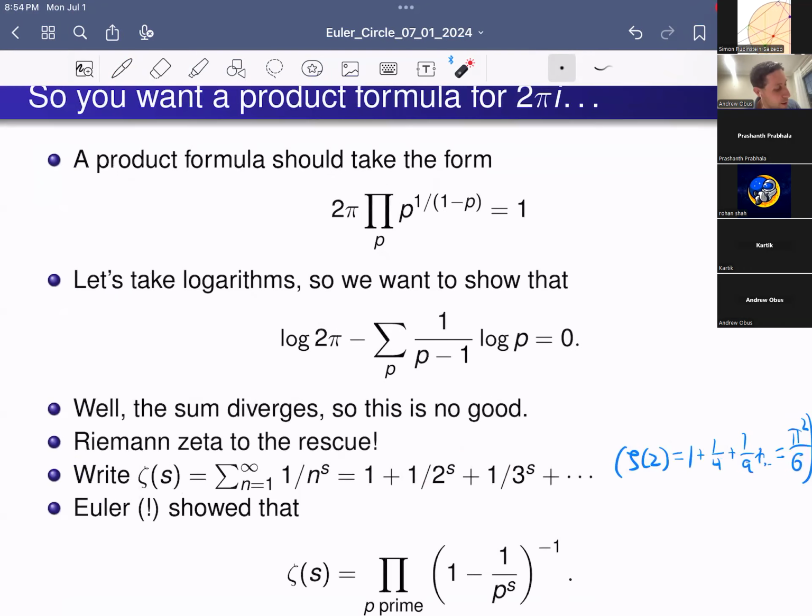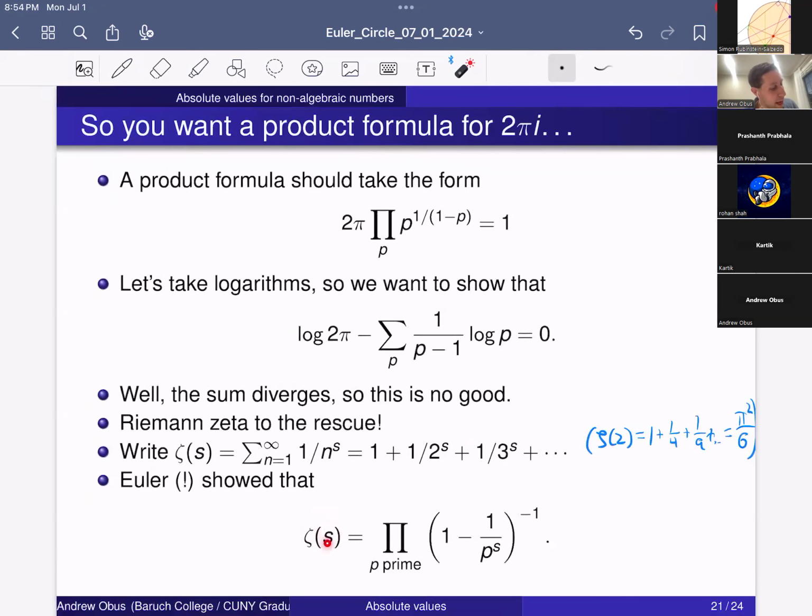He showed that you can actually write this zeta function as a product over all prime numbers of 1 minus 1 over p to the s, to the -1, with a certain range. If you're going to look at s as a complex number here, you need the real part of s to be greater than 1 for this to make sense. But we're being fast and loose here, okay?